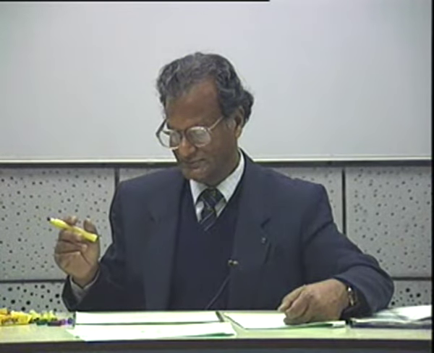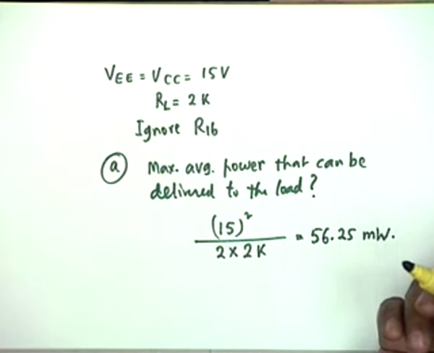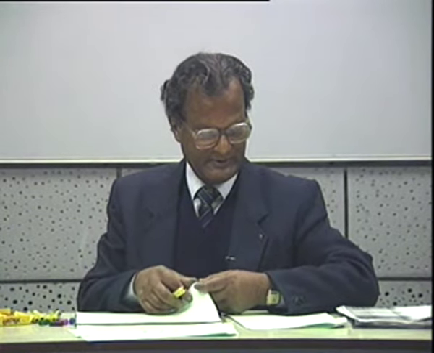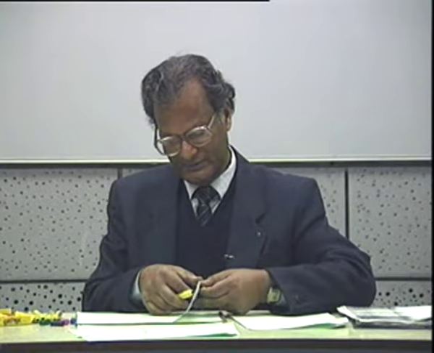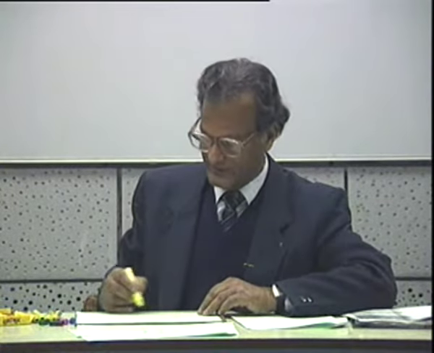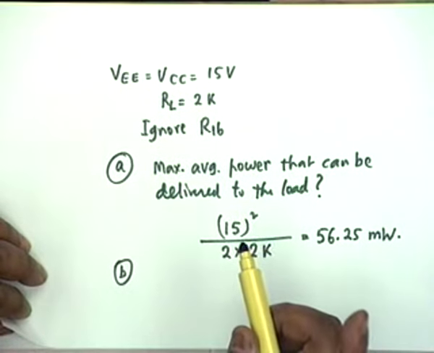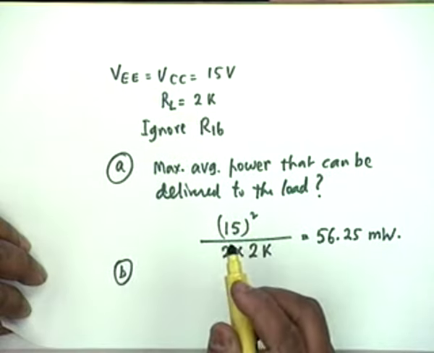This has nothing to do with the complication of the circuit and things like that. All right? Okay. If you are fussy, instead of 15, you take 14.8. If you do not want to ignore that VC sat, you take 14.8. Part B. At this power level, that is 56.25 milliwatt, at this power level, what is the power required to be delivered by the power supply? How much power is required to be delivered by the power supply?